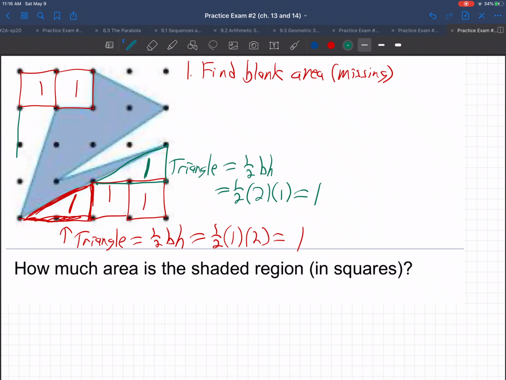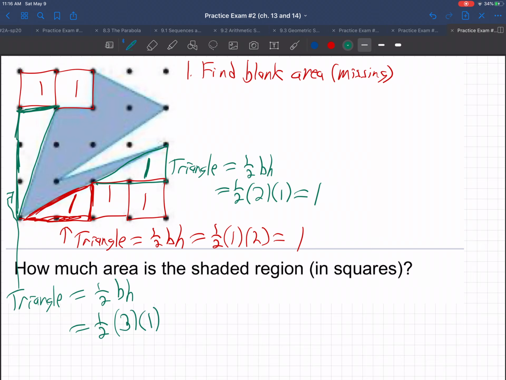Same thing over here. Look at this big triangle here. This is a triangle. Half a base times height. What is it? 1, 2, 3 tall, and its base is 1. So one half of 3 times 1, half of 3, 1.5. So this must be 1.5.